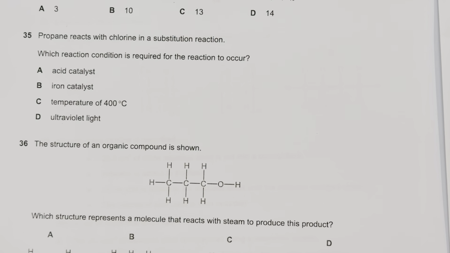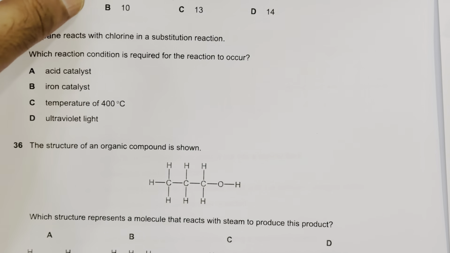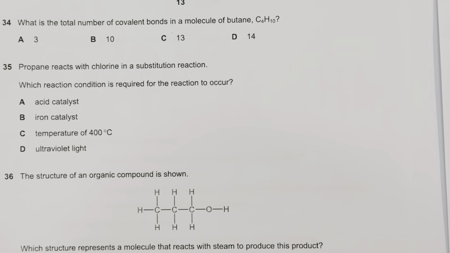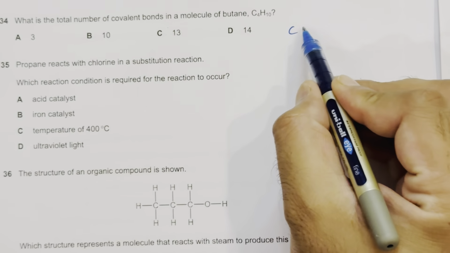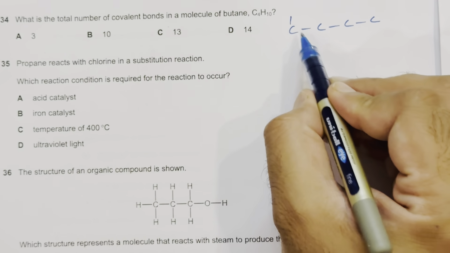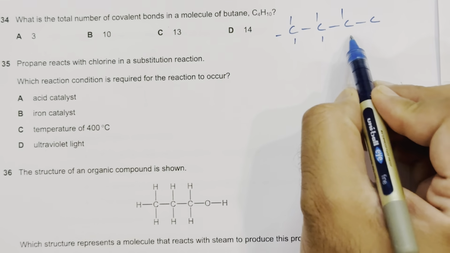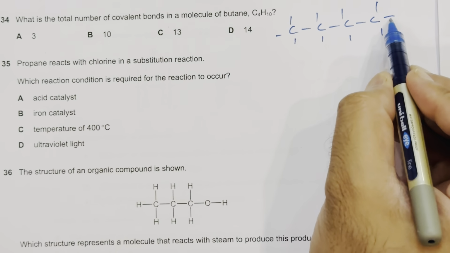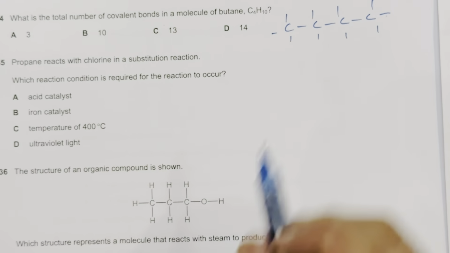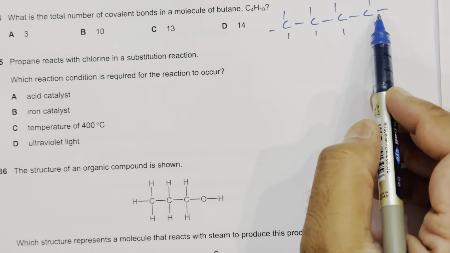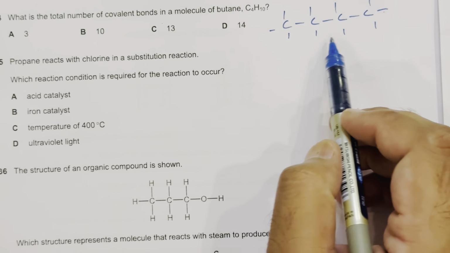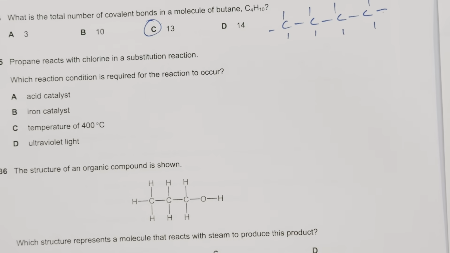Moving to question number 34. What is the total number of covalent bonds in a molecule of butane? We know that butane has 4 carbons, 1 2 3 4, and all those bonds are filled with hydrogen. Counting the bonds, 1 2 3 4 5 6 7 8 9 up to 13. So option number C is the right option.